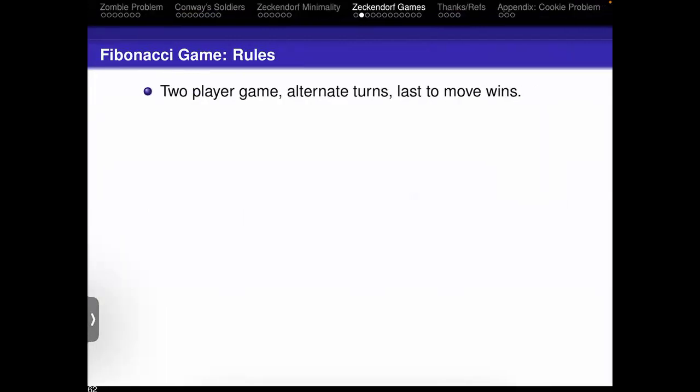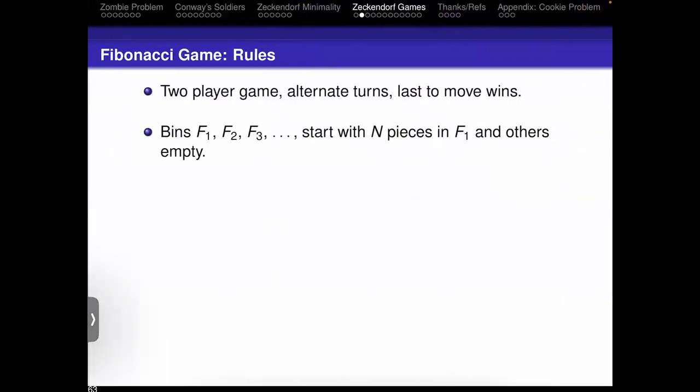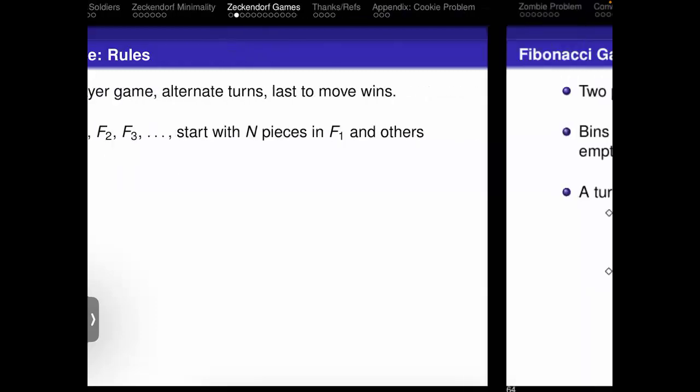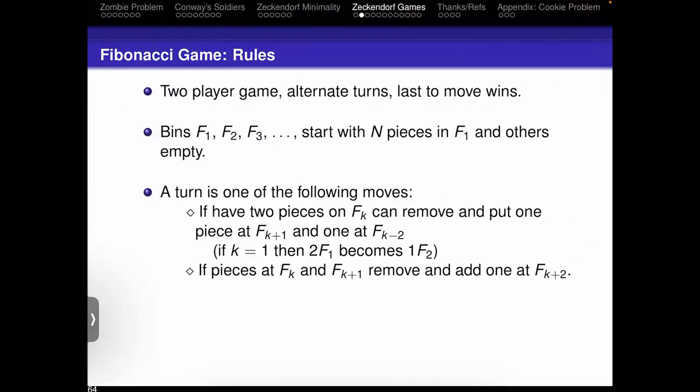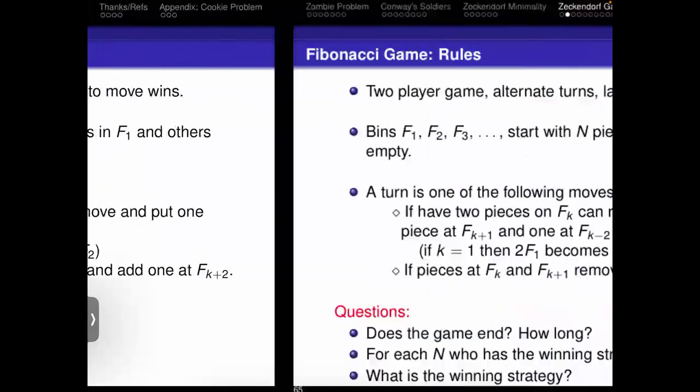It's 2 players. Whoever moves last wins, and you alternate turns. And we start off with the Fibonacci numbers, and we start off with n chips, and we put them all on F1, and everything else is empty. And then on your turn, if something is doubled, you can take those 2 chips and replace it with something 1 above and 2 below. And if you have 2 chips next to each other, you can remove them and put them 1 further. So it's the standard moves we talked about. 2 pieces on Fk can become an Fk plus 1 and an Fk minus 2. You have to be a little bit careful if you have something doubled at 1. If you have something at Fk and Fk plus 1, you can remove and add 1 at Fk plus 2.